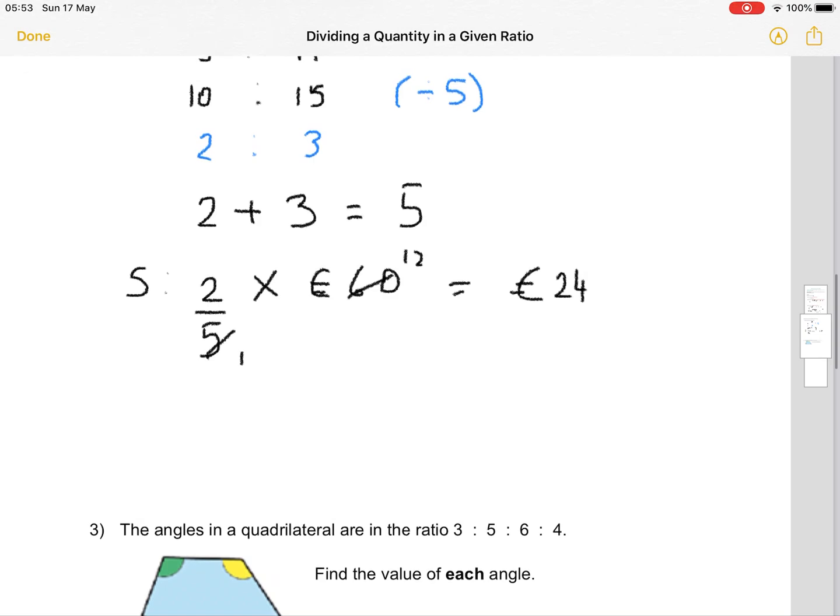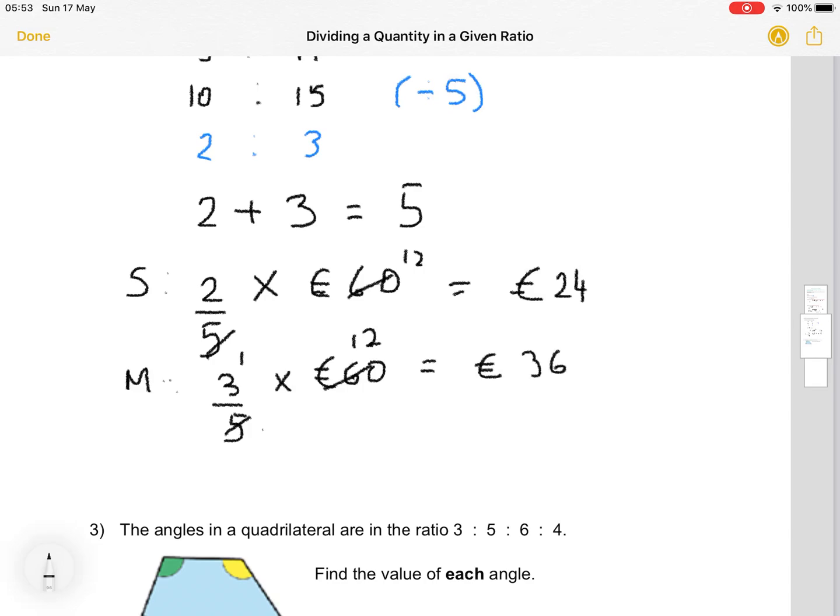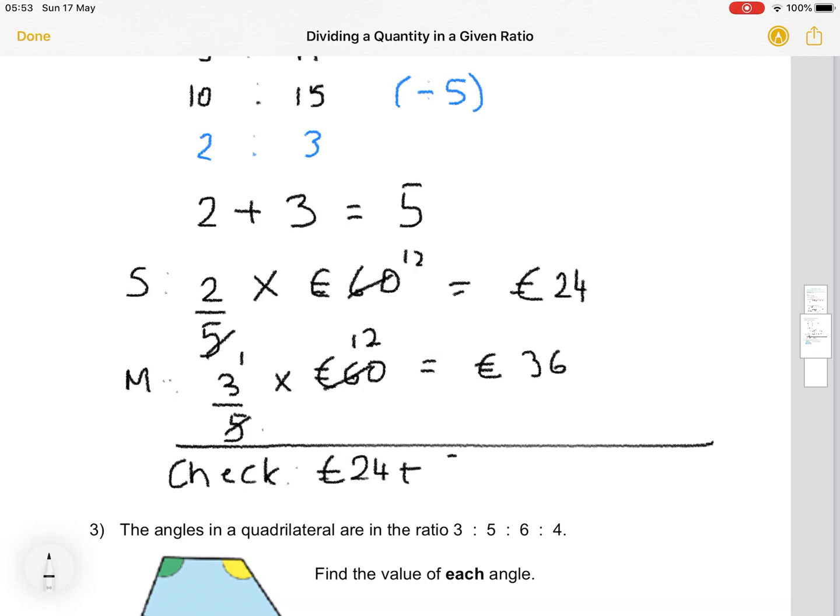Now, Mary. Her part is 3 all over 5, total of 5, multiplied by the 60 euro. 5 into 60 goes 12, 12 threes are 36. If I had to check, let's add them up, the 24 and the 36.